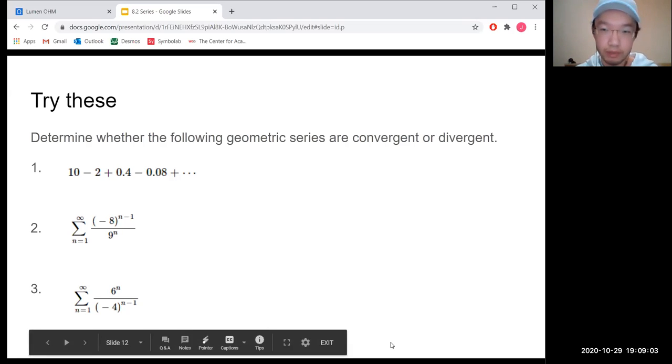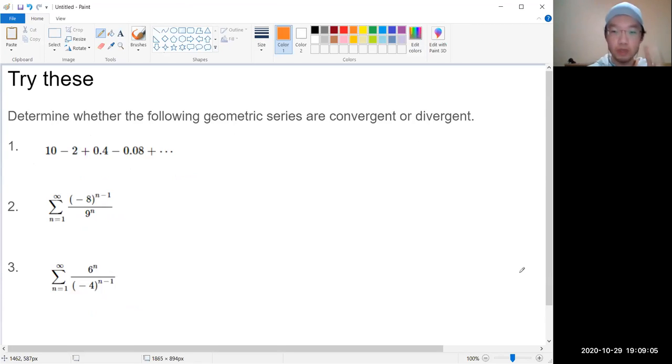Switch tab. Can someone tell me how to write the first series in summation notation? So this is the summation of... do you want to start the index at 0 or 1?